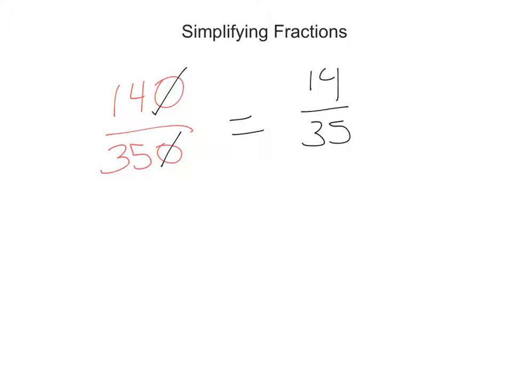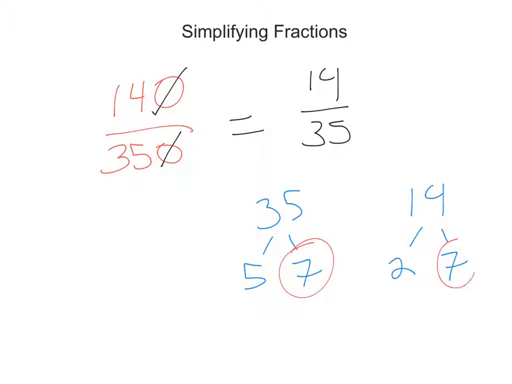And 14 over 35 is an easier fraction to reduce because we can do factor trees pretty quickly. 14 is 2 and 7. 35 is 5 and 7. And hopefully, again, you've noticed that they both share a 7, which means we can reduce that out of both numbers. We can divide that out. We can eliminate it. And if we divide 14 by 7, we're left with just the 2. If we divide 35 by 7, we're left with just the 5. So 140 divided by 350 as a fraction simplifies all the way to 2/5.